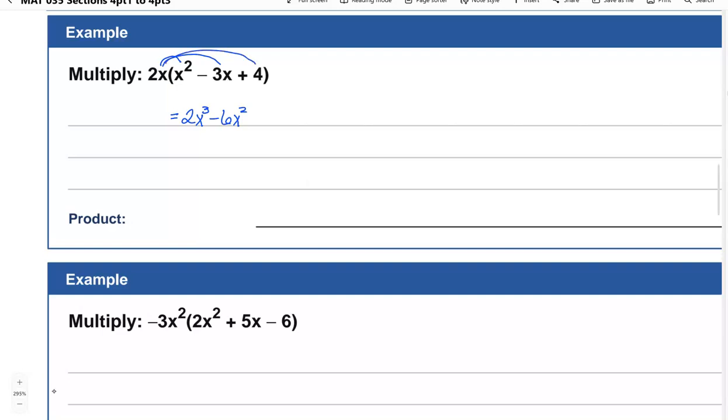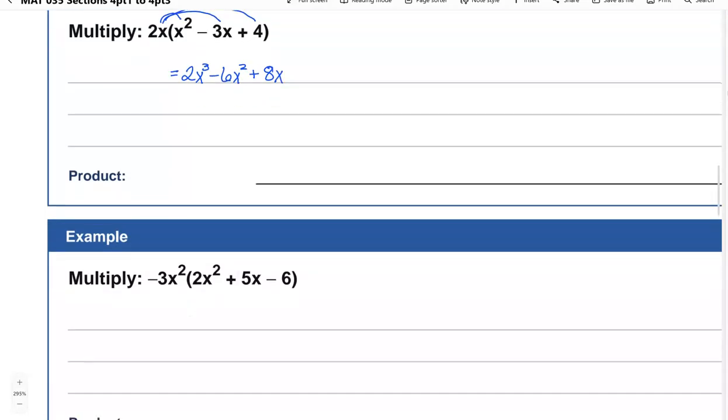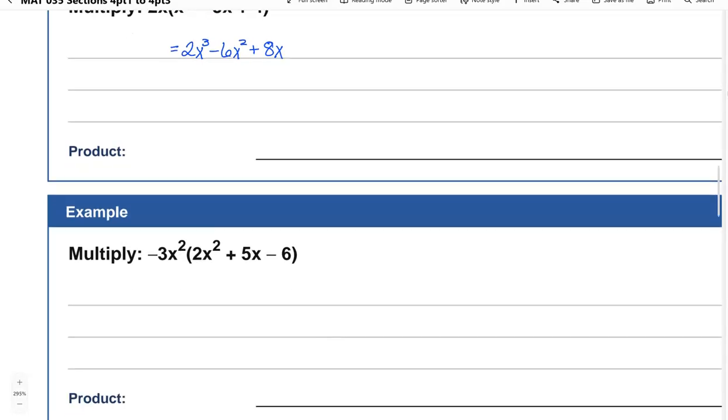And then we're going to distribute to that last term. So we have 2x times a positive 4. Multiply the numbers. 2 times 4 is 8. And then we're going to have times x. So we have 2x cubed minus 6x squared plus 8x.